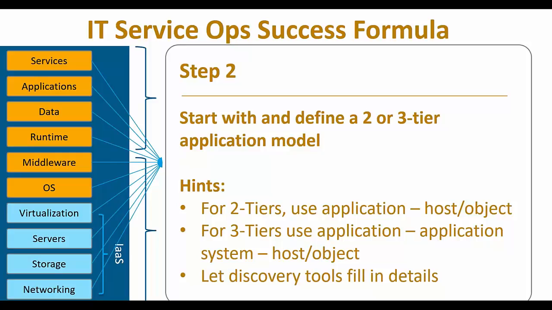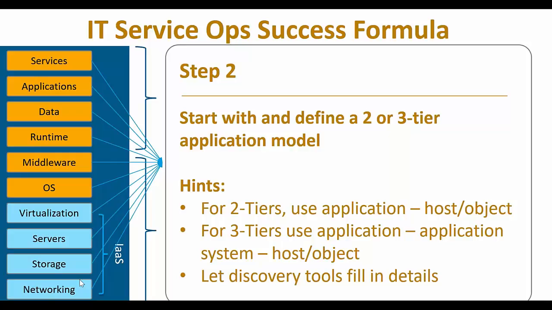Step 2, once you define those services and applications from an operations standpoint, we suggest you start with a very simple 2 or 3 tier application model. Now if you look at all the complexity here on the left, where you have the services and applications on the top, you have the networking and storage on the bottom. Take this, and really if you've ever seen my CMDB type presentation, you know that there are 55 different classes to model this. Put that all aside.